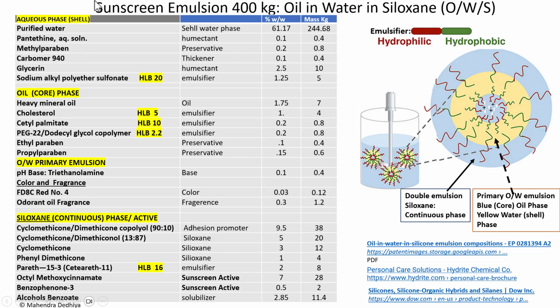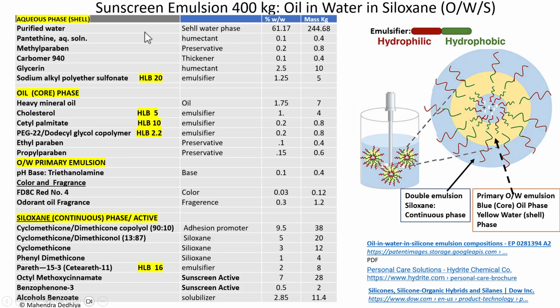Shell phase, in this case is water. The core phase, in this case is an oil phase. And siloxane phase. Both sunscreens are incorporated in the siloxane phase. Let's look at the formula.